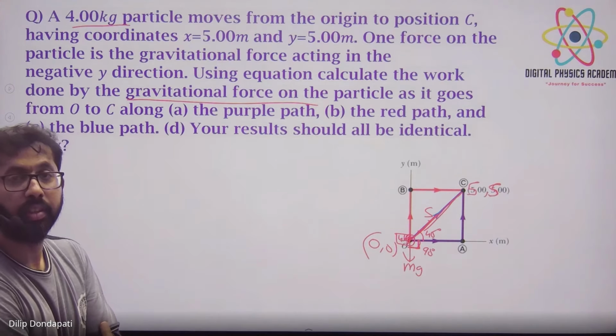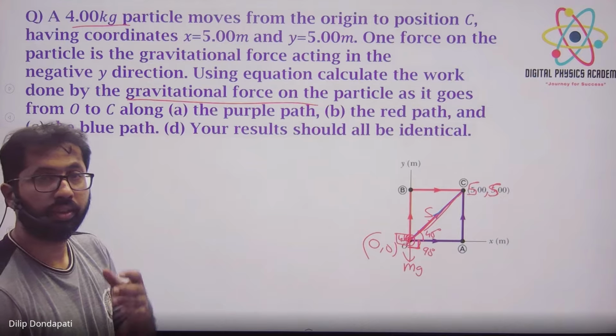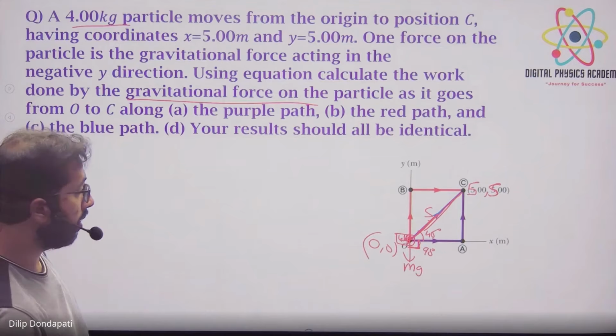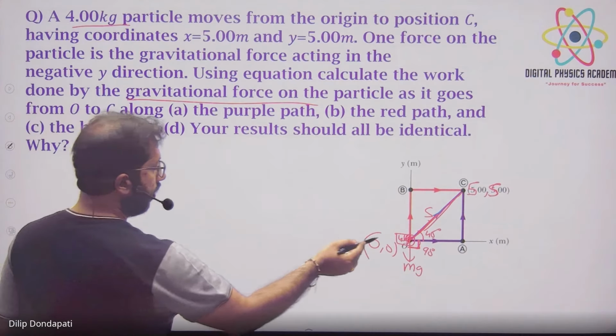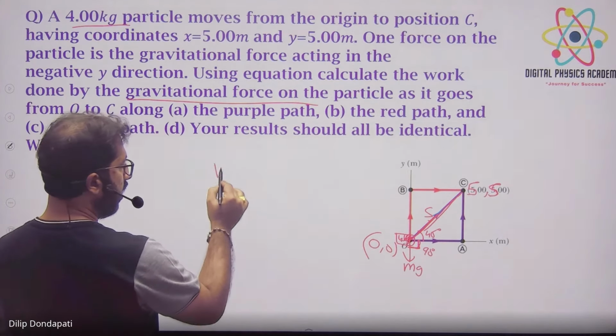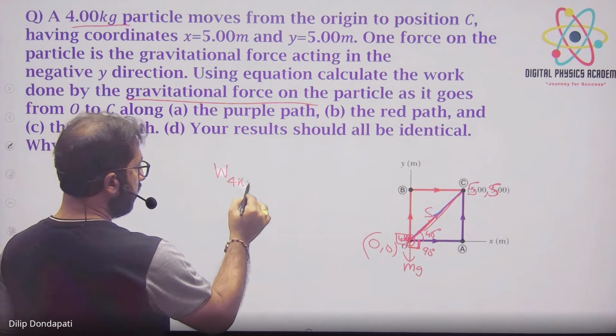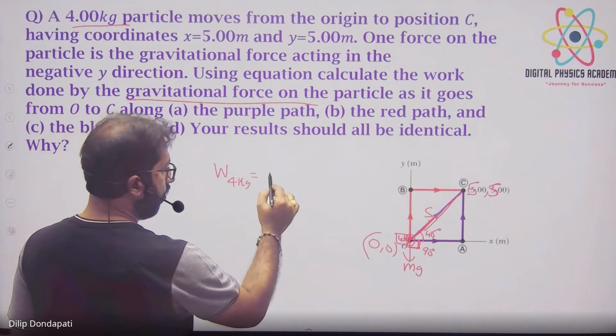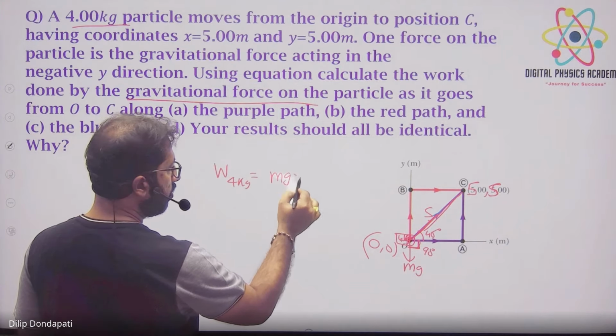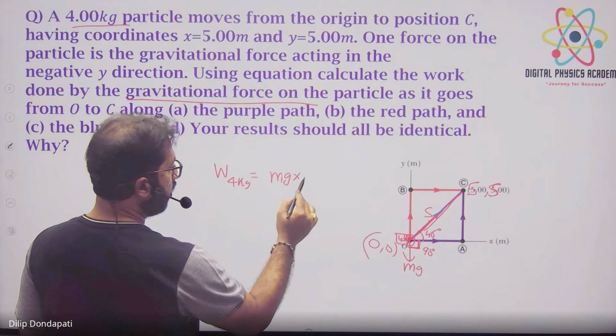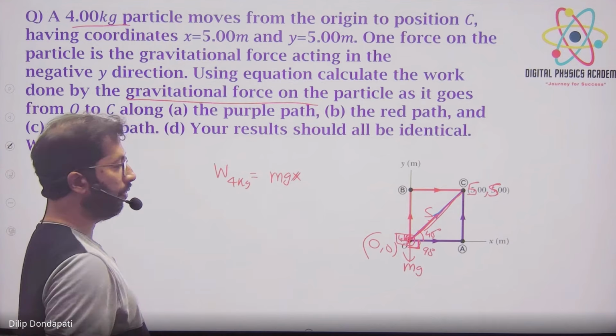What is the answer, Krishna? -200. Sir, you got -200? Yes, -200 is the answer. So look, the work done by the 4 kg block is force times displacement, that is mg into displacement. How much is the displacement? 5, this one.